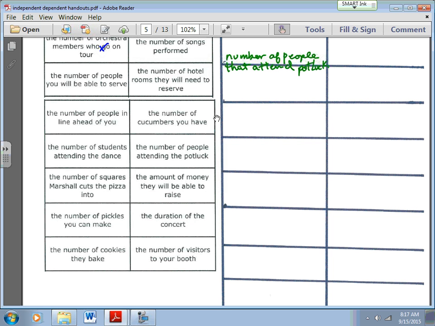Let me look at mine real quick so I can go ahead and X out those so we can clear that out. Alright, here we go. Does everybody have their handout? So let's see. We've already matched the length of time you will need to wait. That was the dependent part.